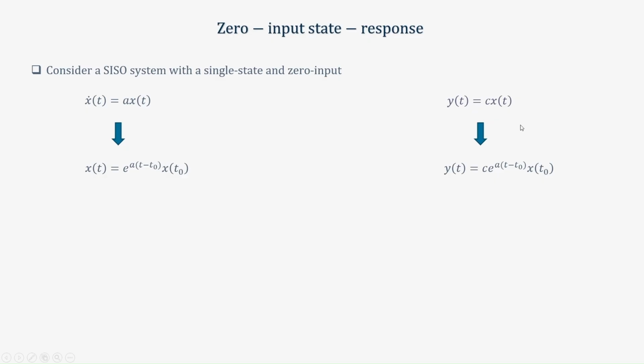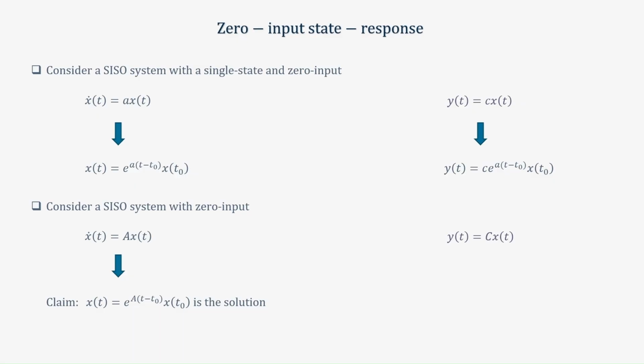However, as soon as we change this to a higher number of states, which means n is no longer equal to 1, the matrix A is now an n cross n matrix and x is an n cross 1 vector. So, you have n state variables and the state vector is of dimension n cross 1 now. Now, the claim is that like in the single state case, where we had e to the power of a t minus t naught x of t naught, here also it will look like e to the power of capital A t minus t naught x of t naught.